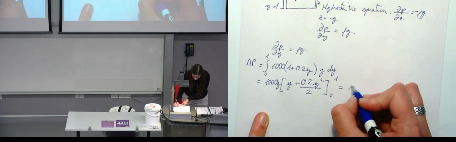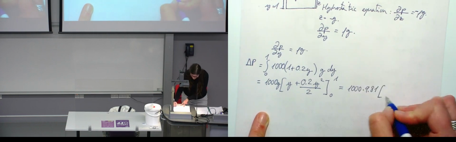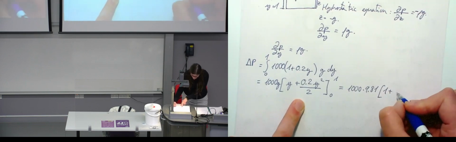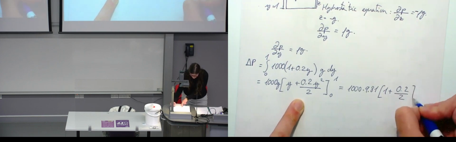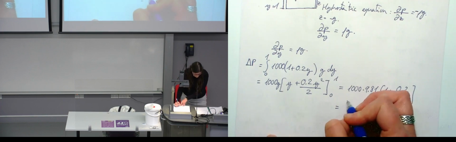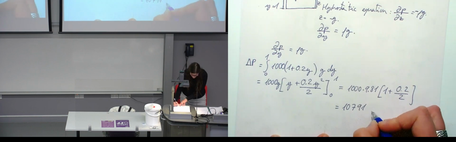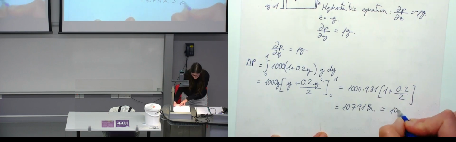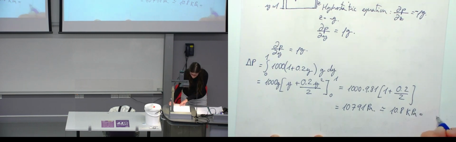Substitute the numbers, and it's 1000 multiplied by 9.81, multiplied by (1 plus 0.2 divided by 2). And this is equal to 10791 pascals, so more or less 10.8 kilopascals. And this is the gauge pressure at 1 meter.